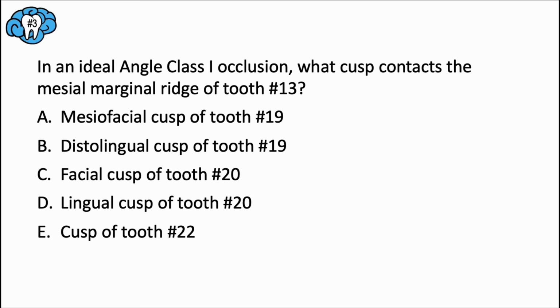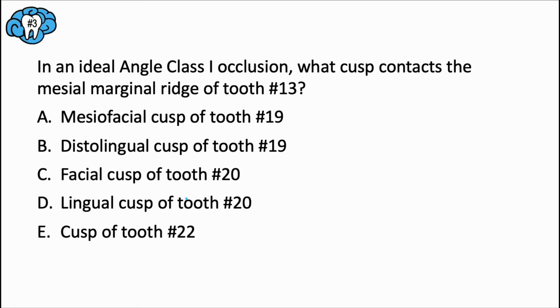So this is a classic occlusal contact question. And ideal angle class 1 just means a normal bite, a normal fitting occlusion. So this would be a great time to practice drawing out the picket fence if you haven't already done so. But even before we look at the picket fence, we can actually eliminate 3 of these 5 answer choices immediately.